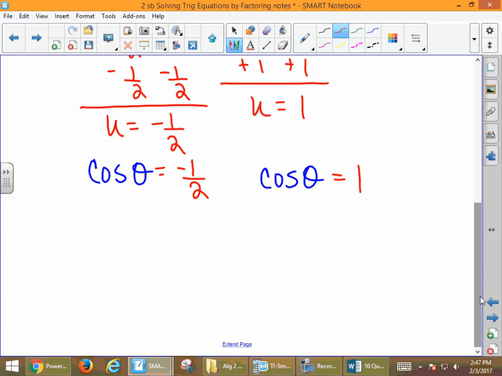And then we have to ask ourselves, well, what angles of cosine have a value of negative 1/2? And when we think about that, we know in the first quadrant, cosine of theta equals 1/2 is pi over 3, so it's going to be in the form of pi over 3. But cosine's negative in the second quadrant, which means that it's going to be 2 pi over 3. And cosine is negative in the third quadrant, which is 4 pi over 3.